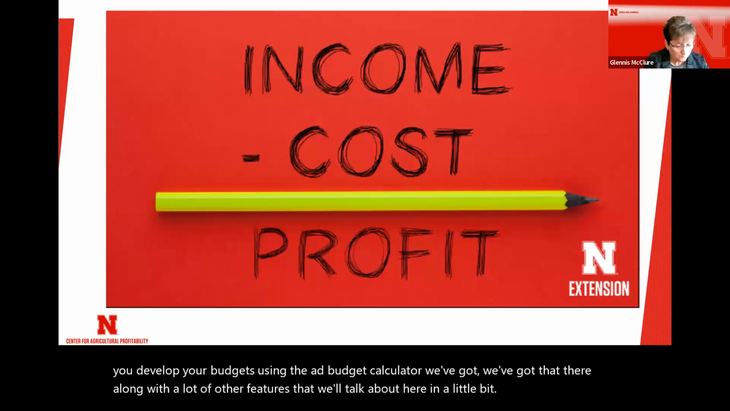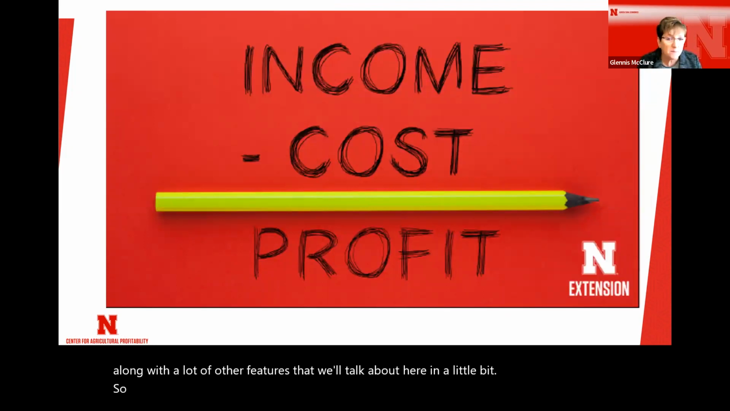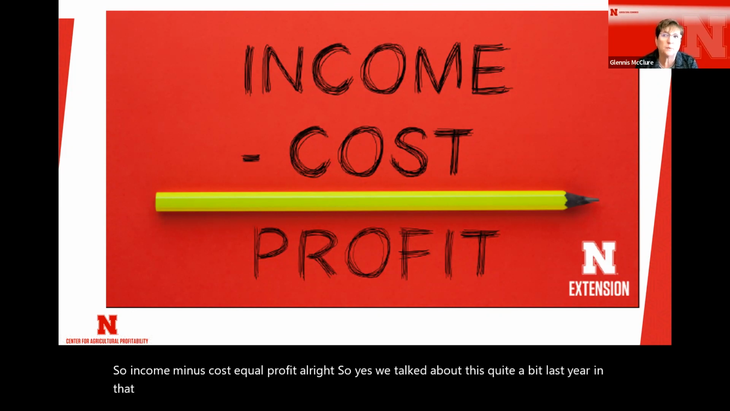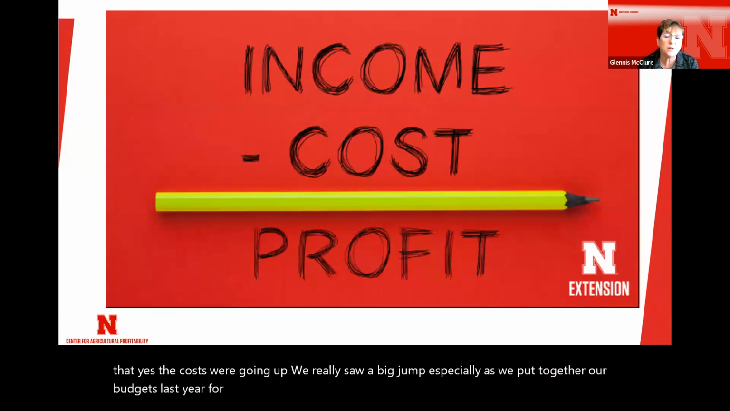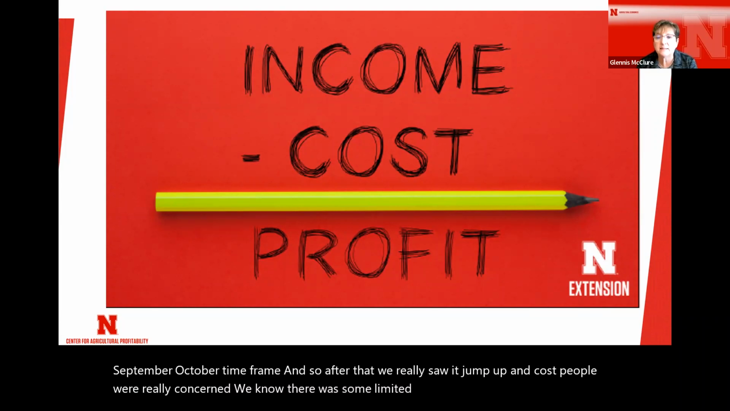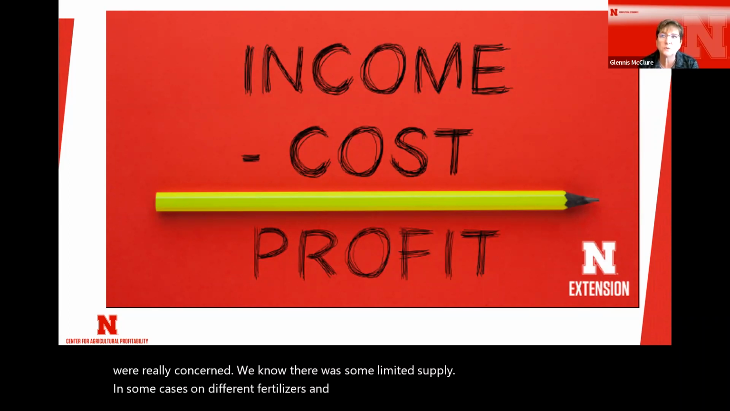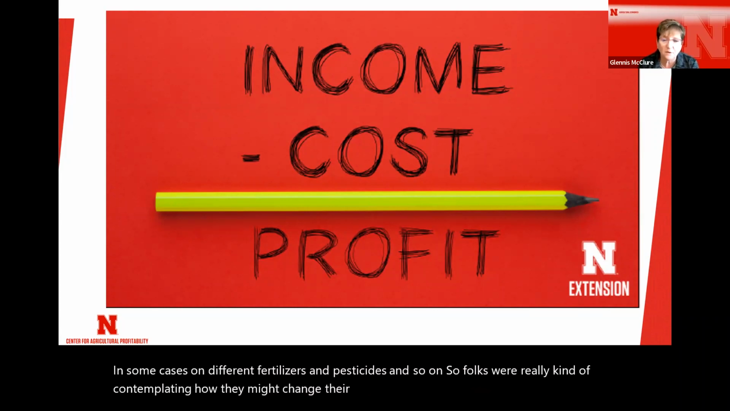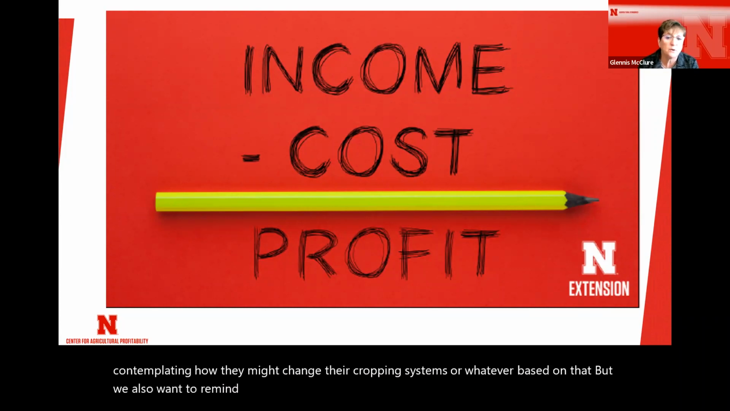Okay. So income minus cost equals profit. All right. So yes, we talked about this quite a bit last year in that the costs were going up. We really saw a big jump, especially as we put together our budgets last year for 2022. We usually do some research on those costs in that September, October timeframe. And after that, we really saw a jump up in costs. People were really concerned. We know there was limited supply in some cases on different fertilizers and pesticides and so on. So folks were really contemplating how they might change their cropping systems or whatever based on that. But we also want to remind people that we've seen pretty good revenue on the revenue side of things.